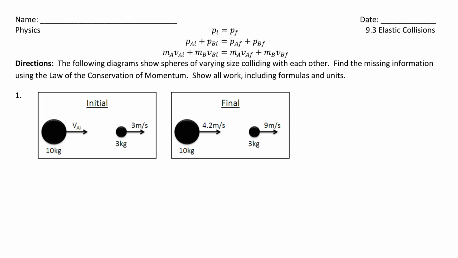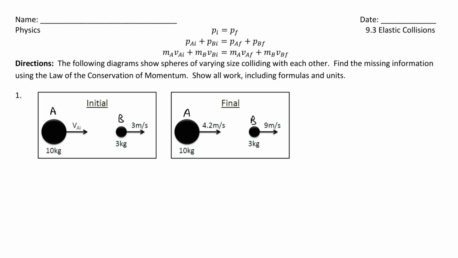So for these problems, we want to find the missing information using the law of conservation of momentum, and we're going to show all the work and include formula and units. So for the first situation, this is the first ball and this is the second ball, before they hit, and then they hit each other, and then it's the first ball and the second ball. We should actually call them A and B, right? Because this is VAi. So let's call that A and B.